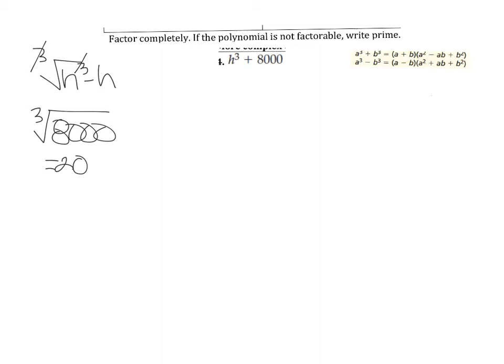Since we found out that h to the third power, when it's cube rooted, is h, that'll give us our first part of our binomial right here. So there's our h. And then because it's a positive, I'm going to put a positive right here. Our second part, of course, is that the 20 goes next, because that was the cube root of 8,000. All right, what do we got to do next? Put it in parentheses.